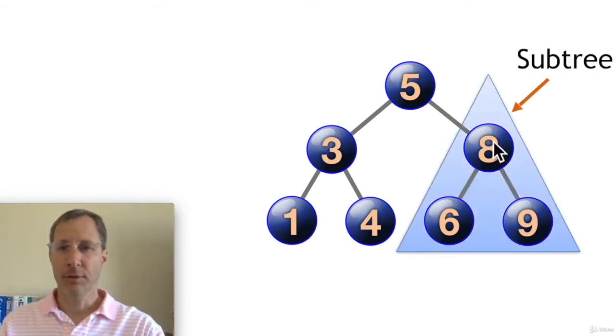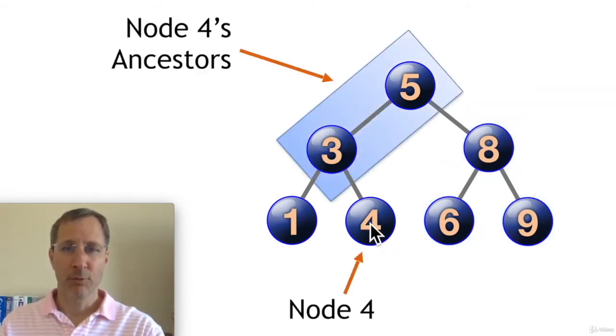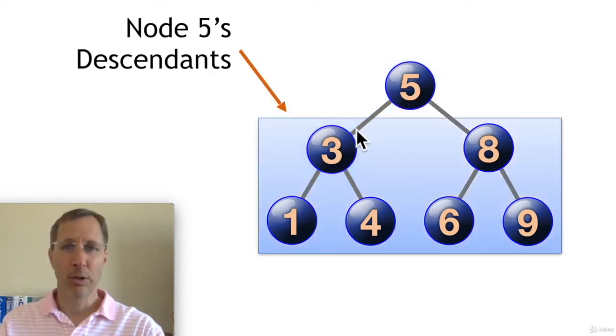We can see that off of 5 here, we have a subtree. A subtree connects to the root node here. And a subtree is basically any part of a tree that in itself is a tree. So 8 can be a subtree of 5. Compared to node 4, 3 and 5 are its ancestors, which is its parent node and every node above the parent in the tree. Descendants are every node below that node in a tree. So node 5's descendants include everything in its left subtree and everything in its right subtree.